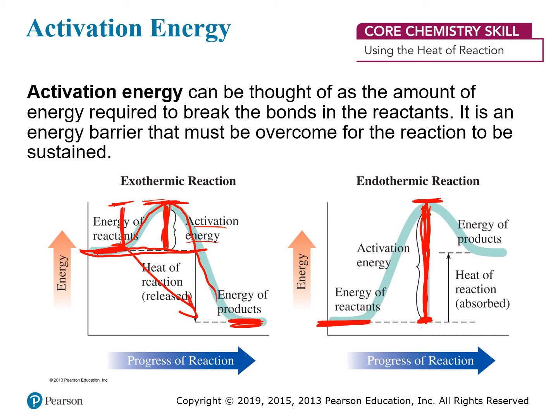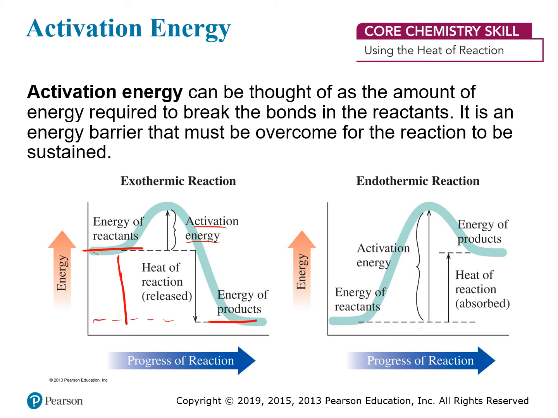From these diagrams, we can also see how we can figure out what the heat of the reaction is. Okay? So the heat of the reaction is the difference between the energy of the products and the energy of the reactants. And so it's this difference. Okay? This arrow shows the heat of reaction. Okay? It's defined the same way for the endothermic reaction, where we have the energy of the products and the energy of the reactants, and we take the difference between them as the heat of the reaction.